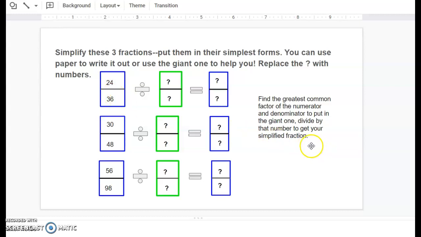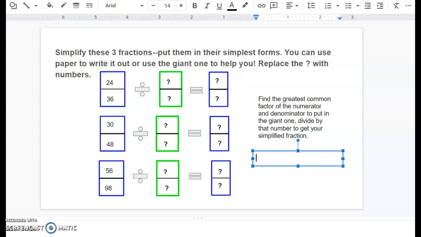So for 24 over 36, what I could do is start thinking about factors of 24 and 36. For 24, I can do 1, 2, 3, 4, 6, 8, 12, and 24. Those are my factors for 24.